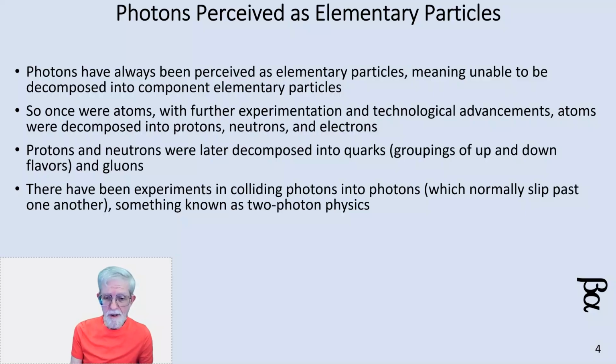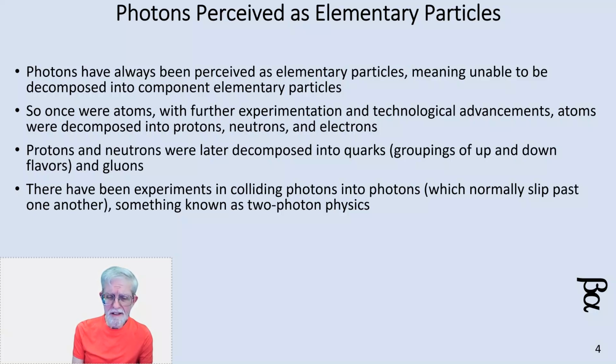There have actually been experiments in colliding photons into photons. Well, photons are not directly interacting unless they get absorbed and reemitted. A photon does not directly interact with another photon. They don't repel each other and they don't attract each other. They just predominantly ignore each other. Some might say they're small enough that they don't interact with one another. They slip past one another.